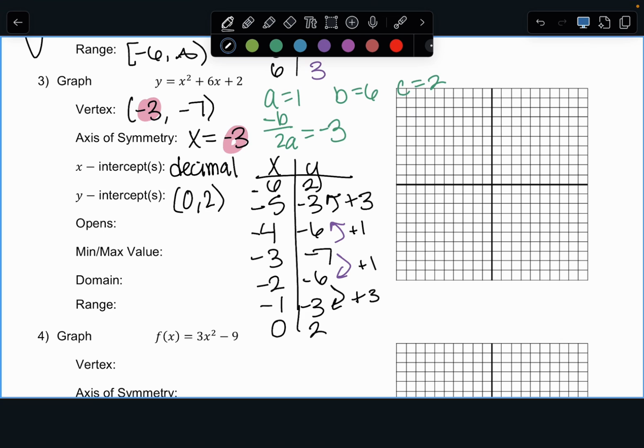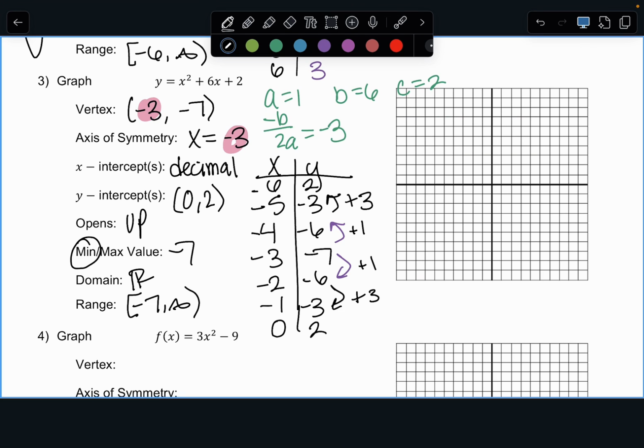0, 2. It opens up because A is positive, which means it has a minimum value. Oliver or Peter, what is that minimum value? The value is negative 7. Not negative 6. Oh, yeah, negative 7. Perfect, negative 7. Domain is always all real numbers. Range, we open up, so I'm going to start at my vertex, which is at negative 7, to infinity.